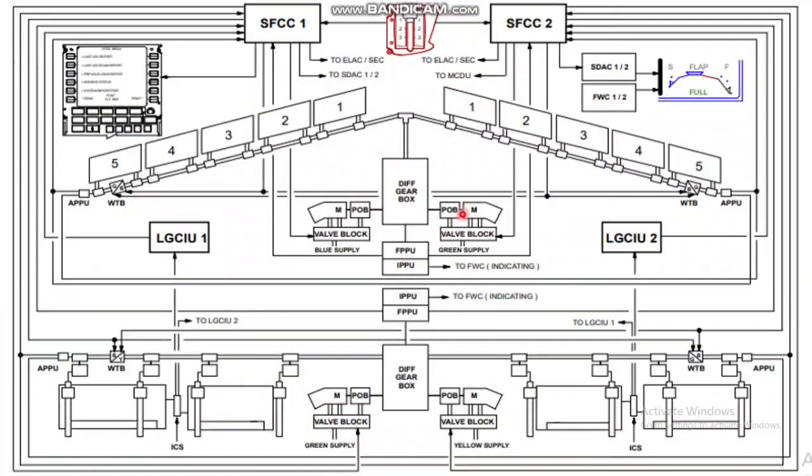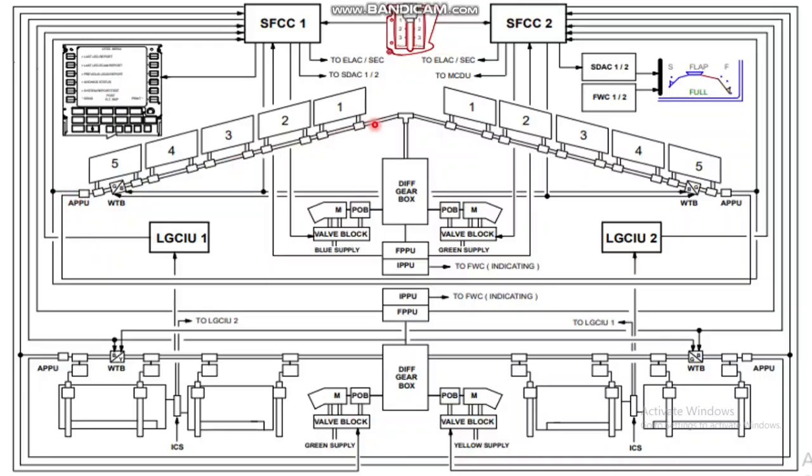So we'll just go through the diagram, we'll not go into the detail. We'll discuss it in the flight control chapter once we come to this task. So this is your differential gearbox, pressure off brake. You can find here the flap position pickup unit, the intermediate position pickup unit, and this is the asymmetric position pickup unit. Just for example, this is your asymmetric position pickup unit. Here is an asymmetric position pickup unit.